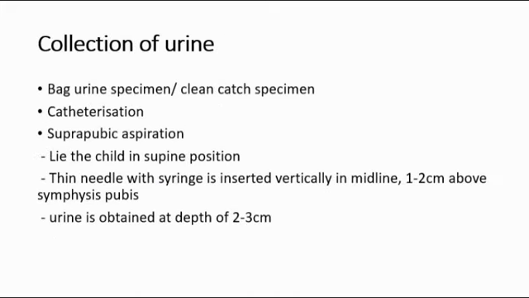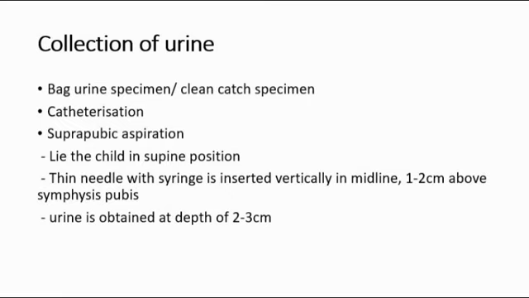For collection of urine, there are a few methods to collect the urine. The first one is bag urine specimen, also known as clean catch specimen. For bag urine specimen, there is high contamination rate up to 70%, and if the culture is negative, it excludes UTI. If it is positive, it should be confirmed with suprapubic aspiration. So for those children who are bladder trained already, toilet trained, they can go to the toilet themselves. Clean catch is recommended.